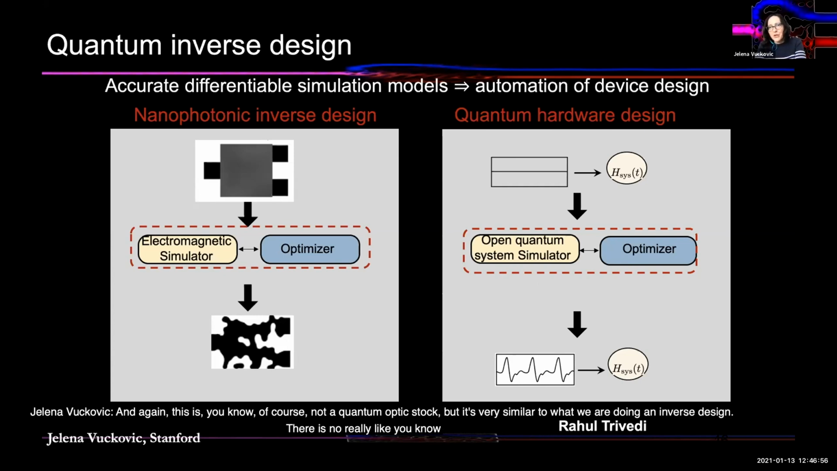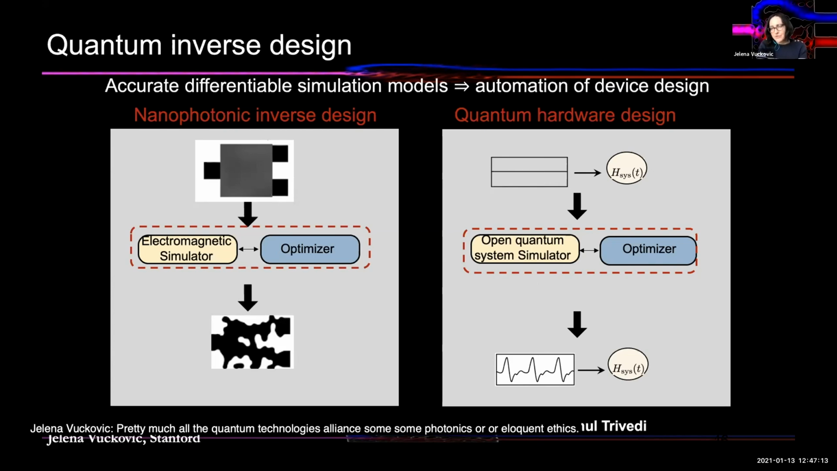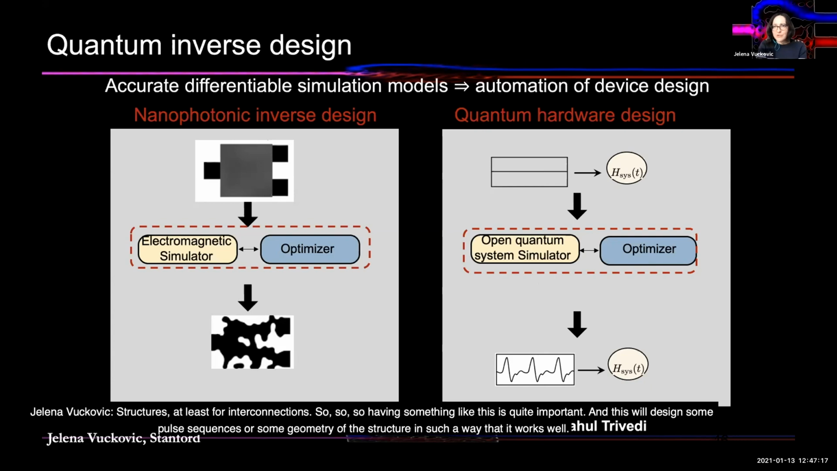Again, this is of course not a quantum optics talk, but it's very similar to what we are doing in inverse design. There is no really strict barrier between developing quantum technologies and photonics. Photons are quantum particles of light. Pretty much all of the quantum technologies rely on some photonics or electromagnetic structures, at least for interconnections. So having something like this is quite important.